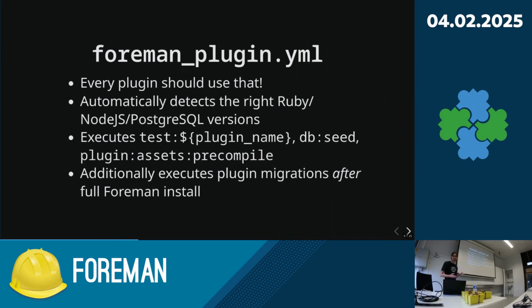Foreman plugin, as the name implies, is to test your Foreman plugin. I think every plugin that's on GitHub should use this. It's just the right way to do things. It automatically detects the right Ruby, Node.js, and PostgreSQL versions that are supported by the Foreman versions. I'll show you in a minute how.